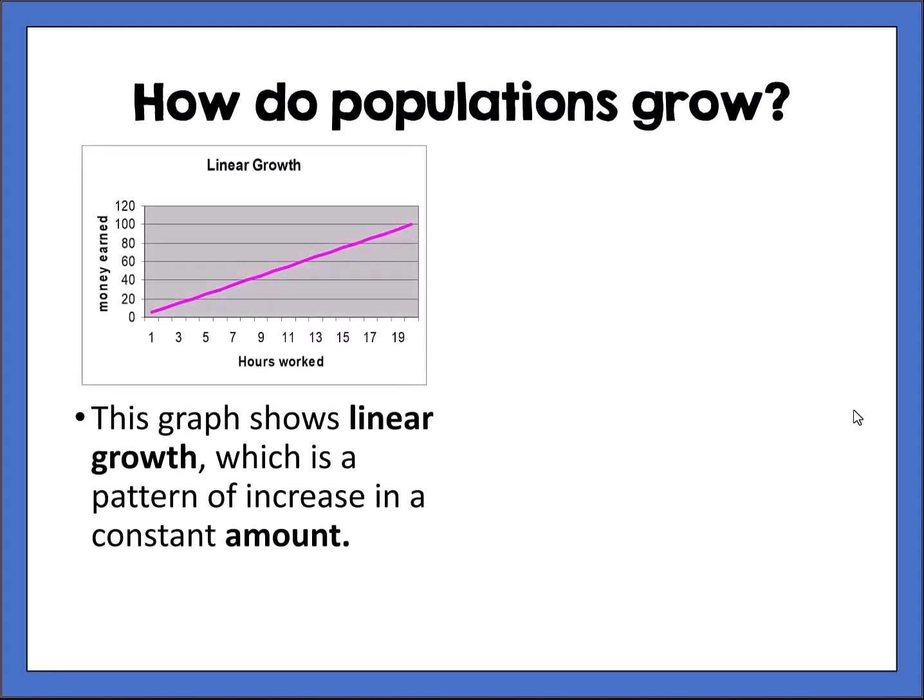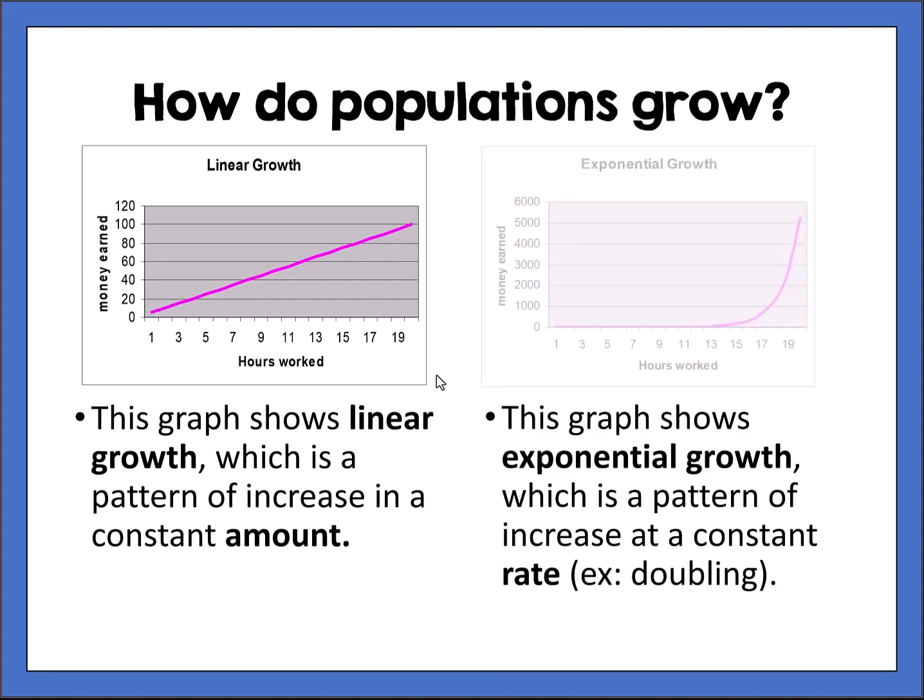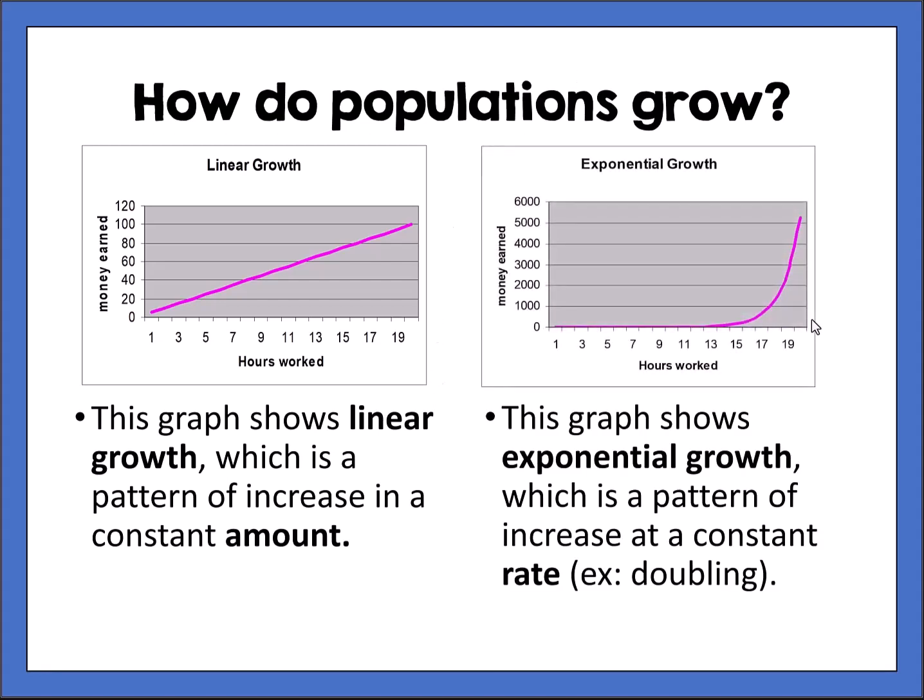So populations grow in a similar pattern. This graph shows linear growth, which is a pattern of increase in a constant amount. But this graph shows exponential growth, which is a pattern of increase at a constant rate. For example, doubling was what we used. Times 2 is a constant rate, but it is not increasing at a constant amount like in linear growth.